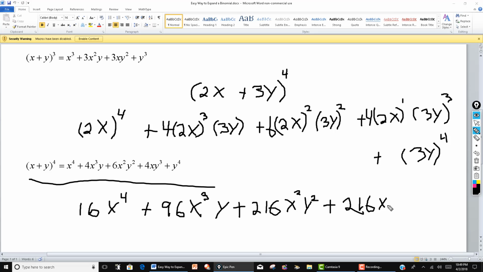x y to the third. And then finally for the last term, 3y to the fourth, okay, that'd be 3 to the fourth is 81. And then y taken to the fourth power. So there we have it. 16x to the fourth plus 96x to the third y plus 216 x squared y squared plus 216 xy to the third, and then plus 81 y to the fourth. Okay.